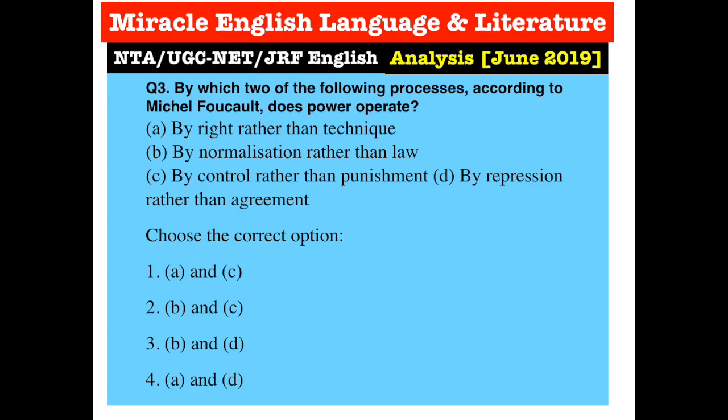Question number 3. By which two of the following processes, according to Michel Foucault, does power operate? Now you have to find two things here. He talked about power and knowledge. With power comes the knowledge, and with knowledge comes the power. They are very nicely integrated. They complement each other, power and knowledge. So here the two correct answers are B and C.